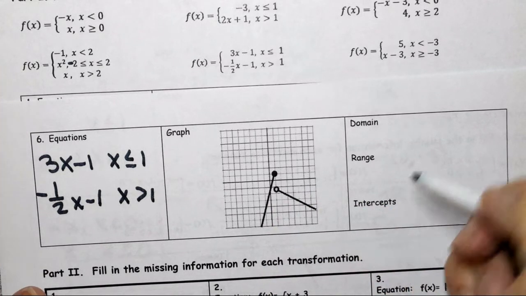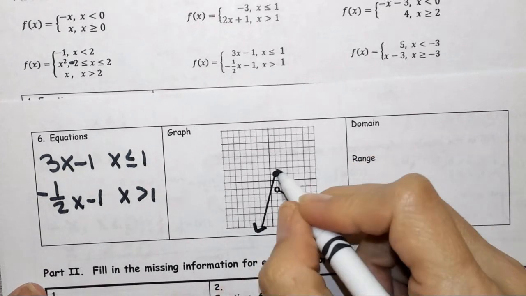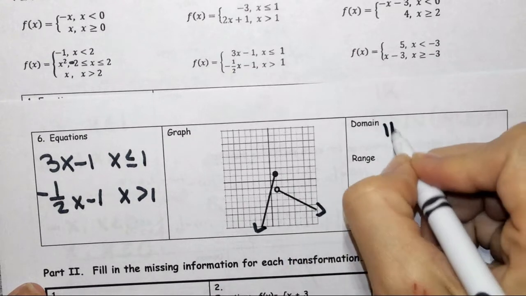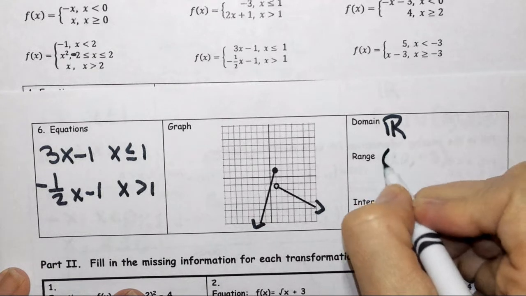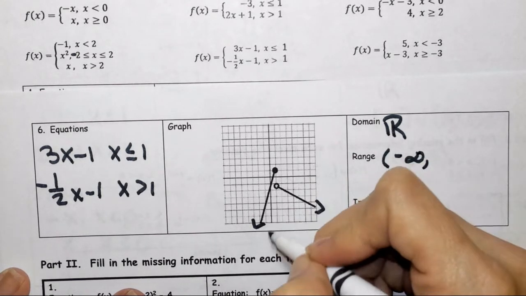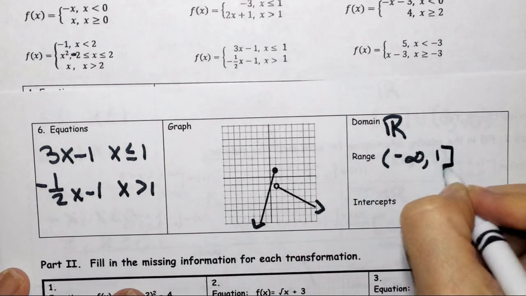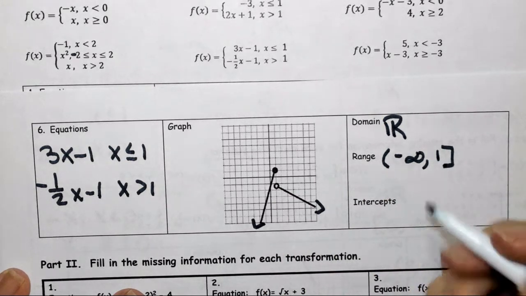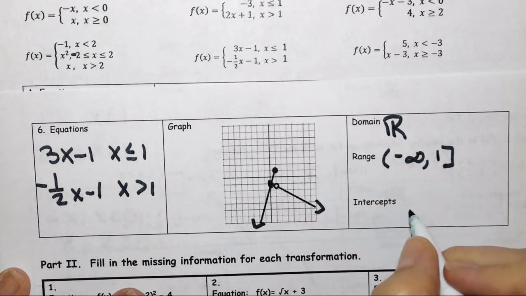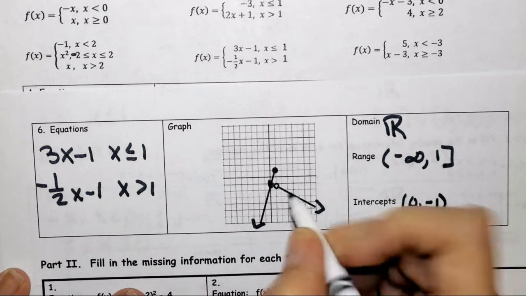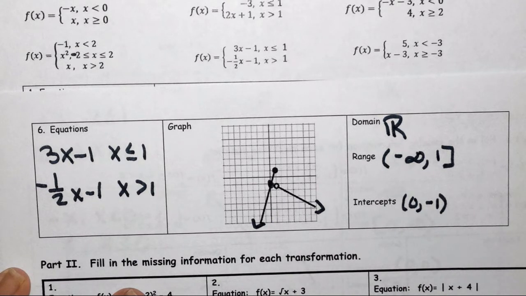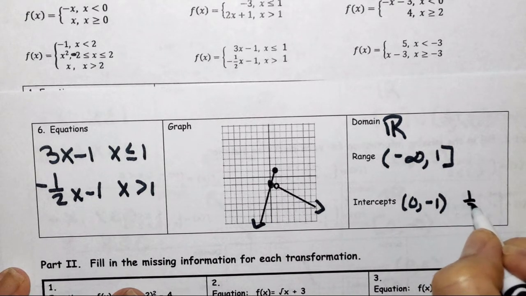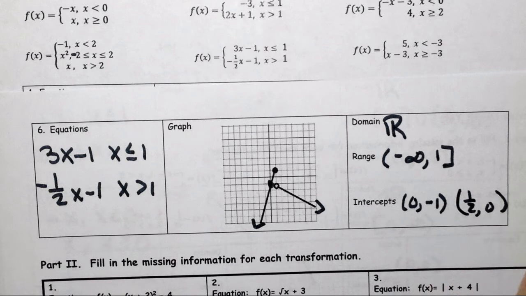So my domain, we end up covering up that hole right there, is all real numbers. Your range is going to go from the bottom to the top. Since I have arrows going down, I'm going from negative infinity all the way up to 1 with a bracket at the 1. Where do I touch the graph? It looks like I touch the graph at 0, negative 1, and it looks like I'm about a half. So I'm going to put 1/2 comma 0. You shouldn't have any fraction ones though on your test when it comes to intercepts.